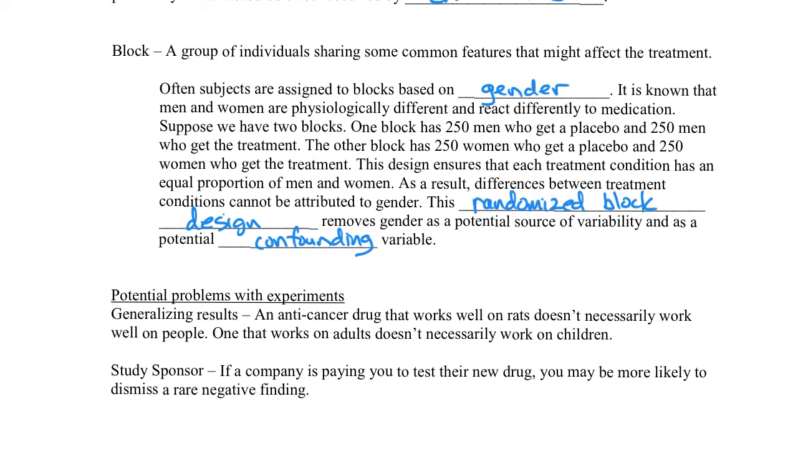And with experiments, although there's great ways to get information, there are some potential problems. One of those problems is generalizing results. So anti-cancer drugs that work well on lab mice don't necessarily work well on people. Sometimes they're even poisonous to people. So they actually hurt people somehow. One that works on adults doesn't necessarily work well on children. So we don't want to generalize. And the study sponsor, if a company is paying you to test their new drug, you may be more likely to dismiss a rare negative finding. And this is just something to be aware of.